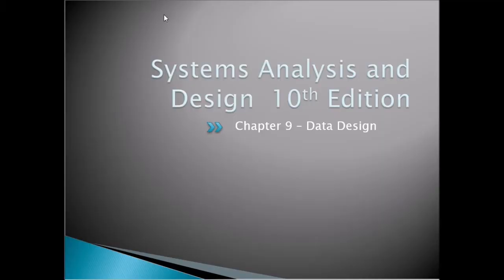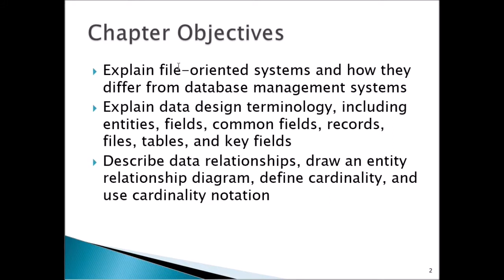Now let's proceed with Chapter 9, the Data Design Chapter. This is an important one. The chapter objectives are to explain file-oriented systems and how they differ from database management systems, or DBMS. Explain data design terminology including entities, fields, common fields, records, files, tables, and key fields. Describe data relationships. Draw an entity relationship, or ERD diagram. Define cardinality and use cardinality notation.